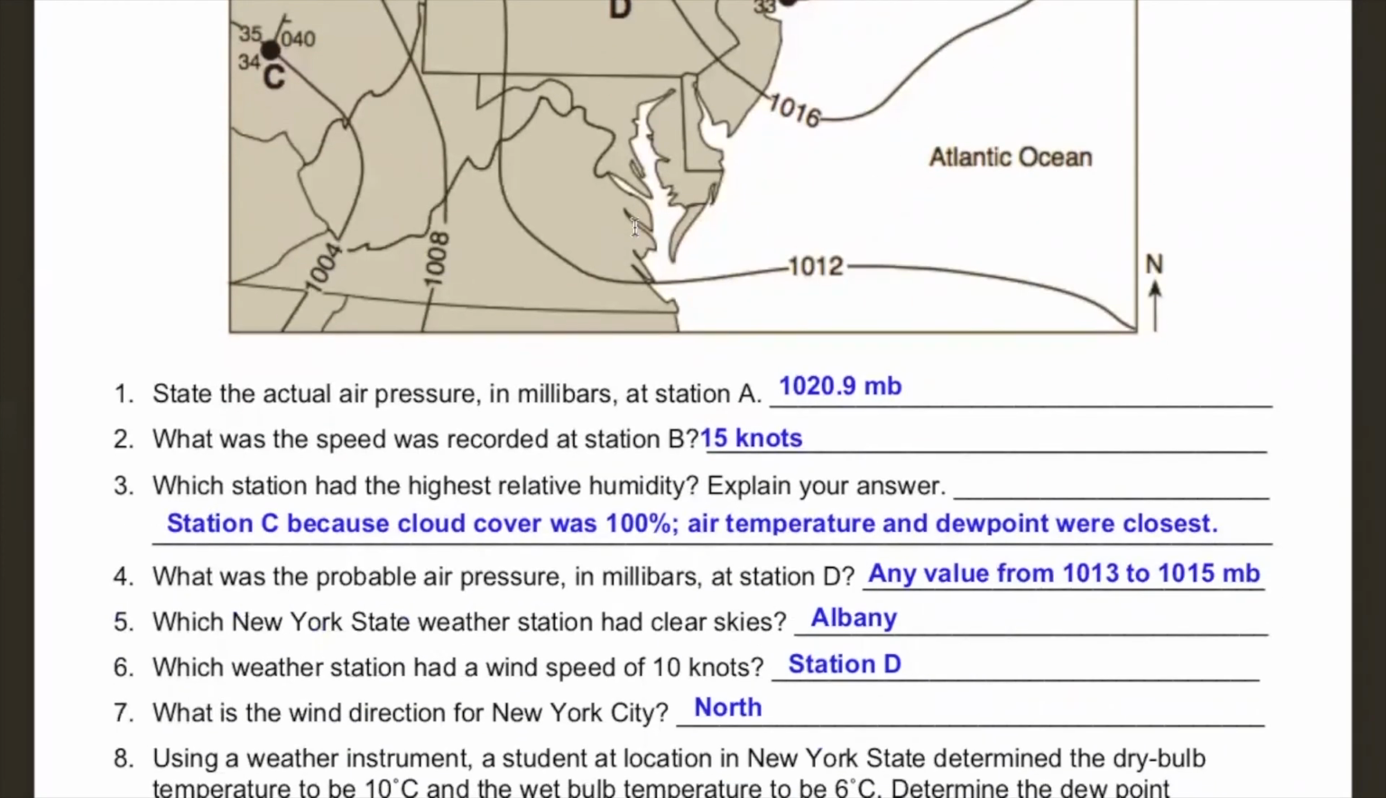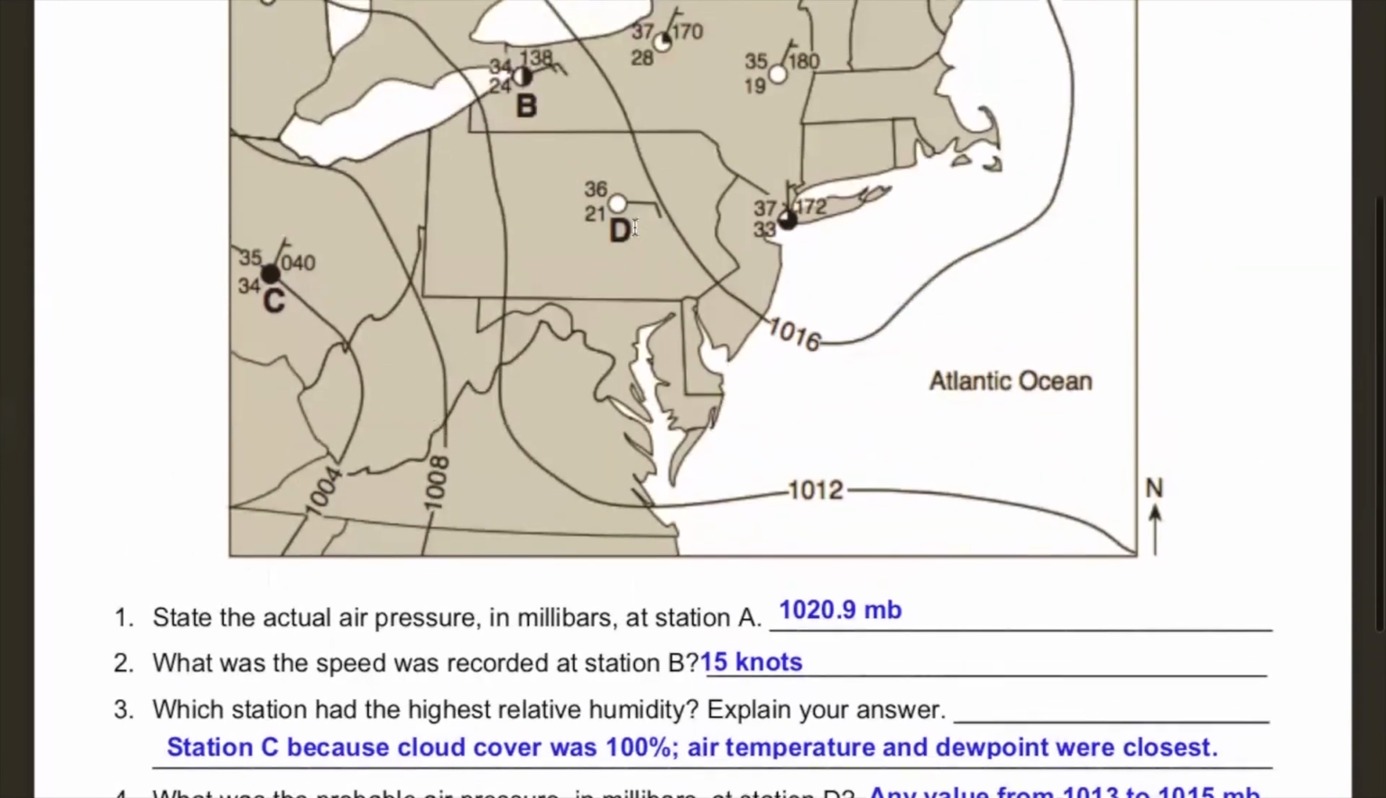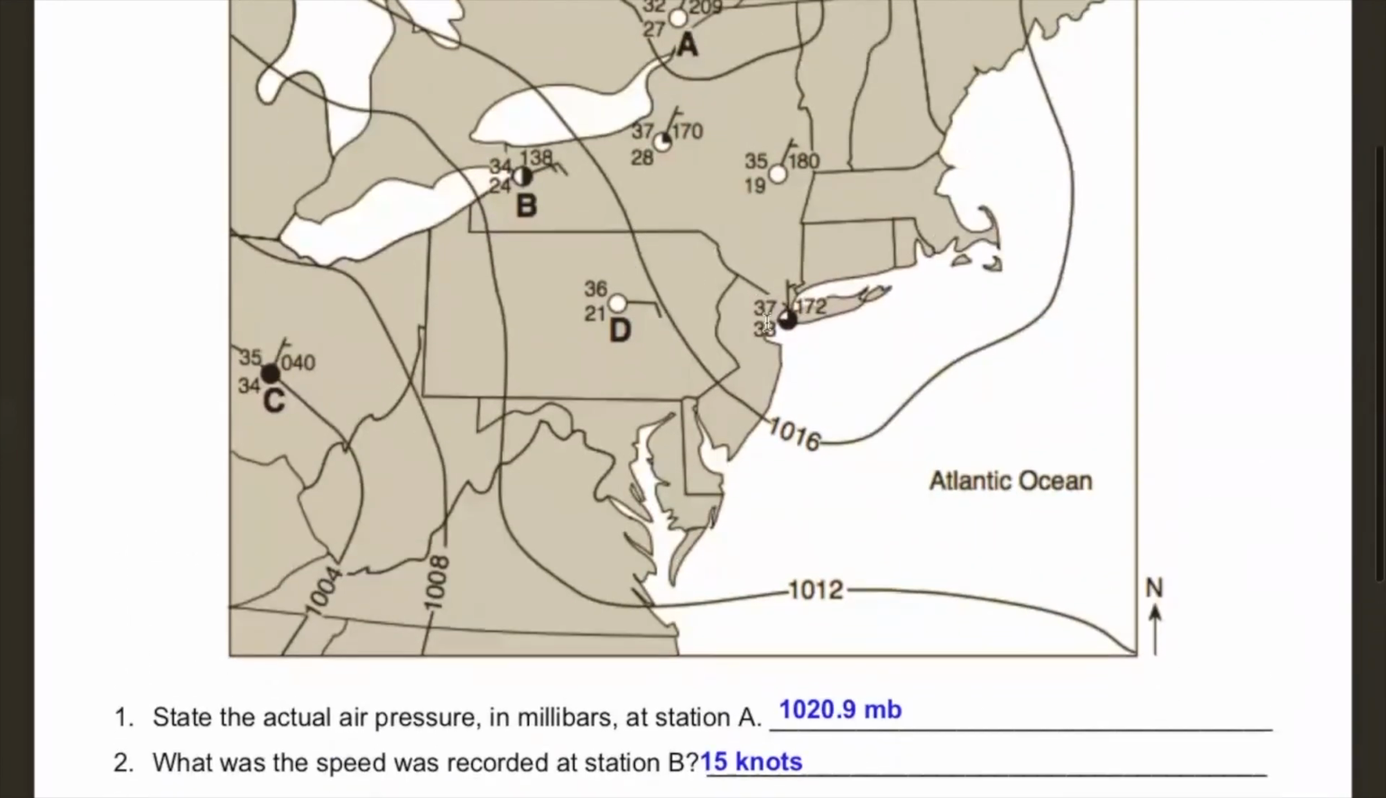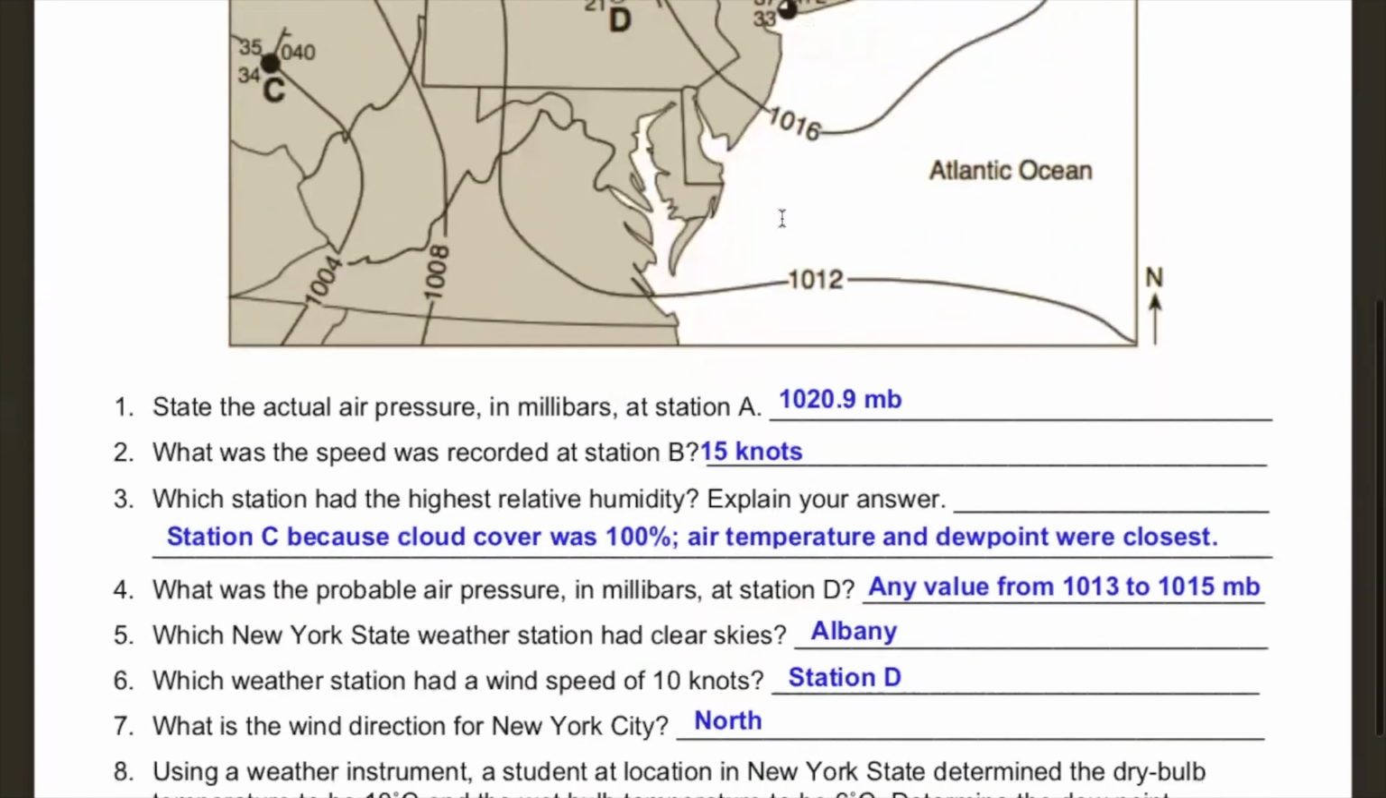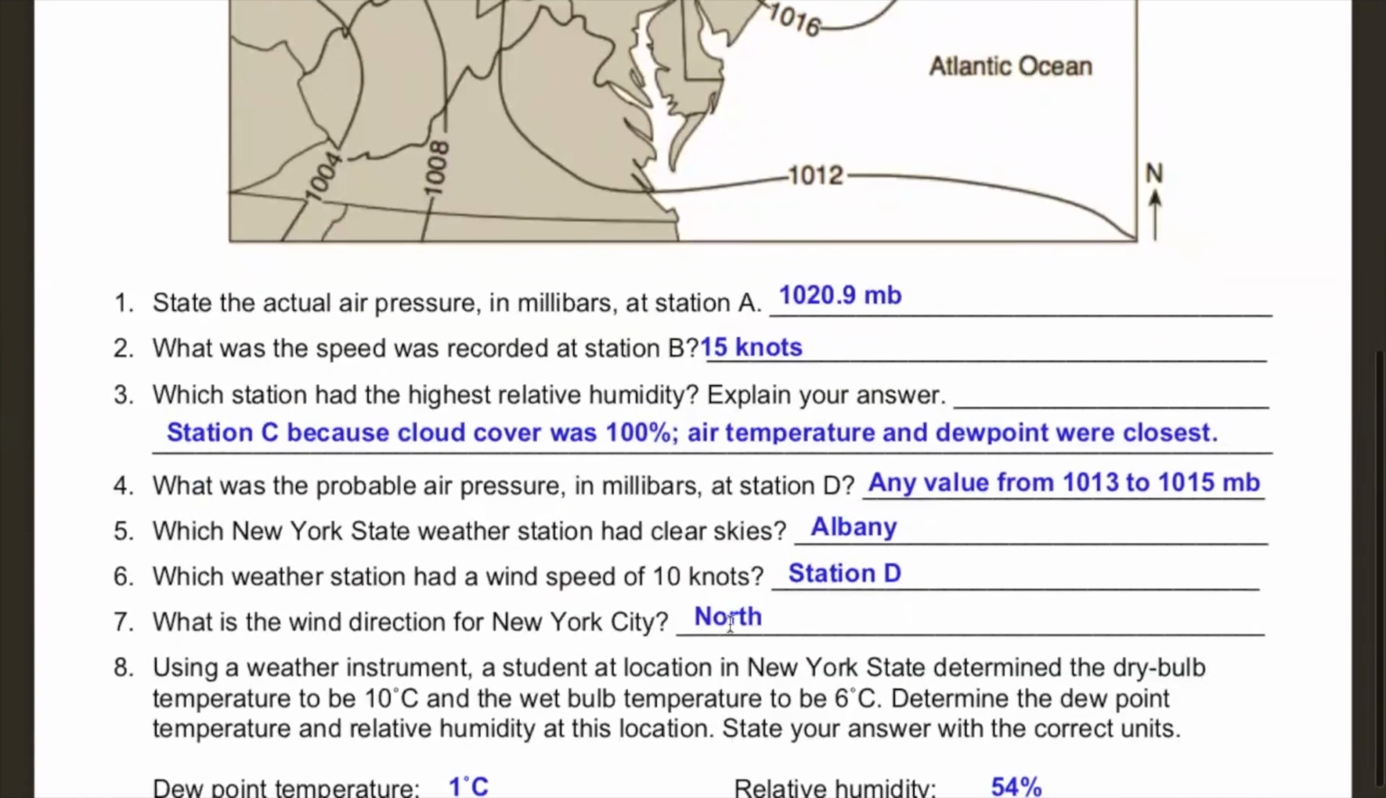Okay, what is the wind direction for New York City? Well, New York City, if you don't know, is right here. If you didn't know that, you could use your ESRT. For the wind direction, you have to look at the stick's direction. The stick is pointing to the north. So we call this a north wind. The wind direction is north.